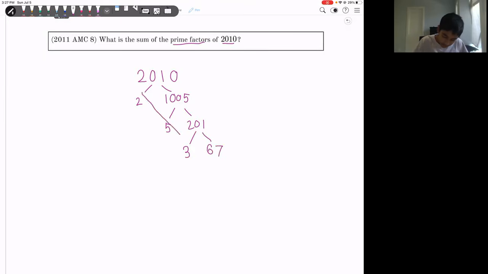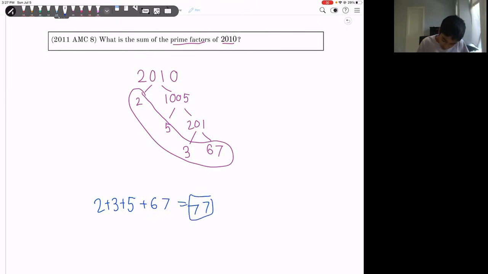So these are our prime factors. And the problem asks us to find the sum of the prime factors. So we just do 2 plus 3 plus 5 plus 67, which is 77. Any questions? Okay, let's move on.